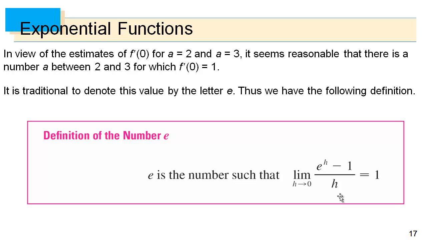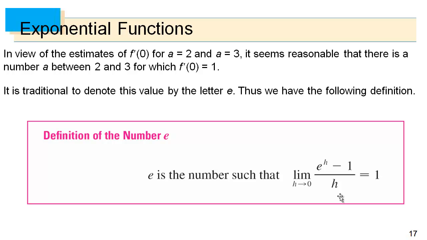We called it e. So when you see that number e, and we all know that's 2.7 something something, e is the number such that the limit as h goes to 0 of e to the h minus 1 over h equals 1. We've basically defined e as this limit.